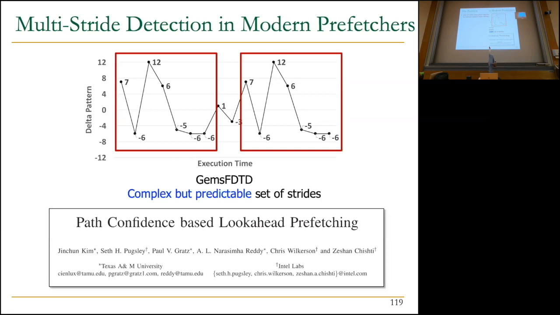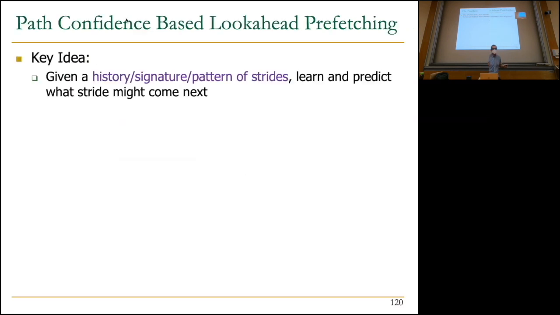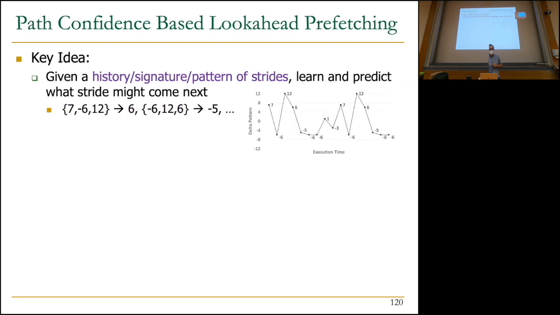And this paper describes how to build it. Basically, the key idea is to keep a history or signature or pattern of strides. I'm not going to tell you exactly how to do that. Learn and predict what stride might come next. So for example, if you see 7, minus 6, 12, the next prediction should be 6. If you see minus 6, 12, 6, the next prediction should be minus 5.